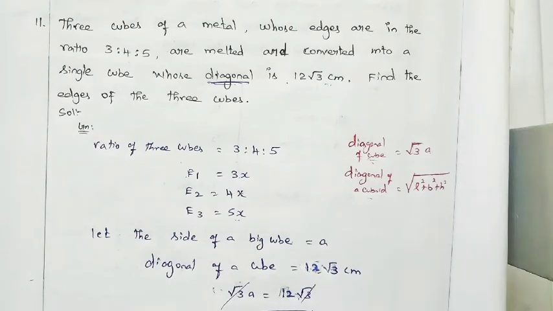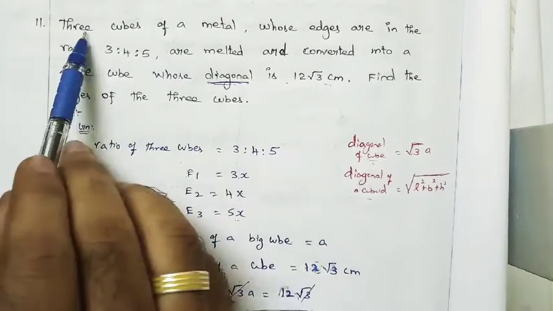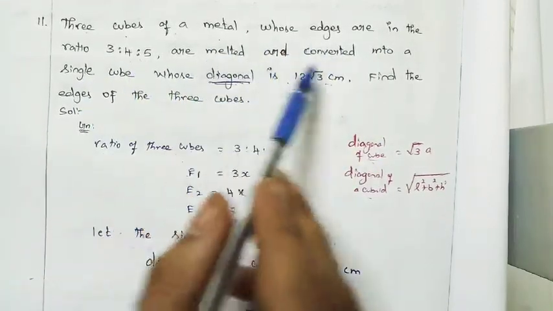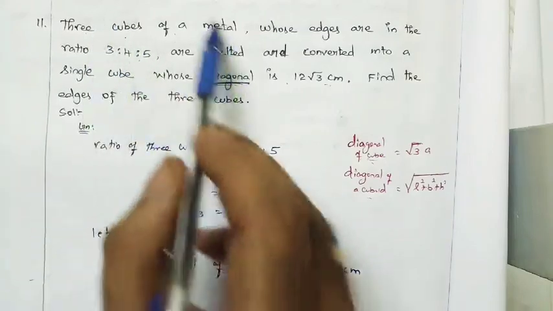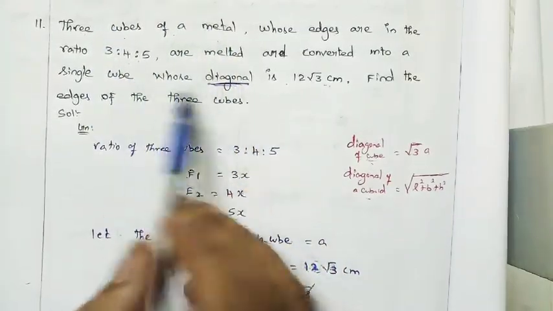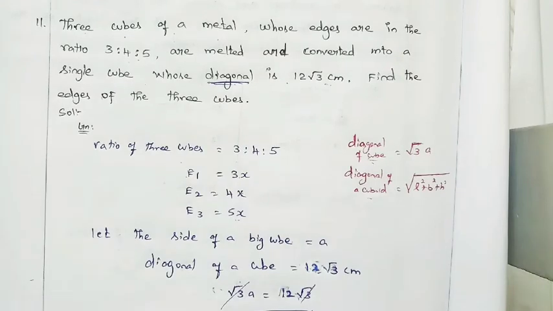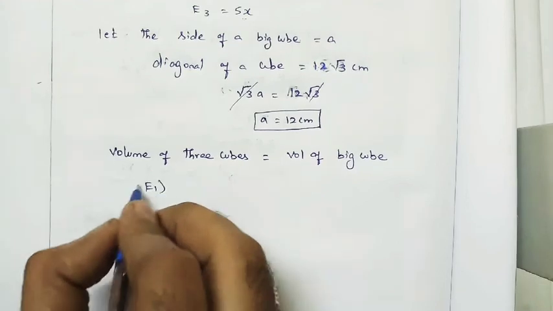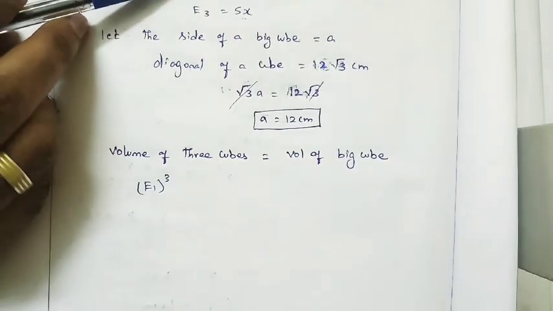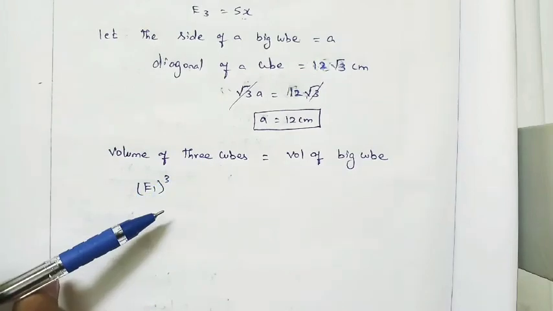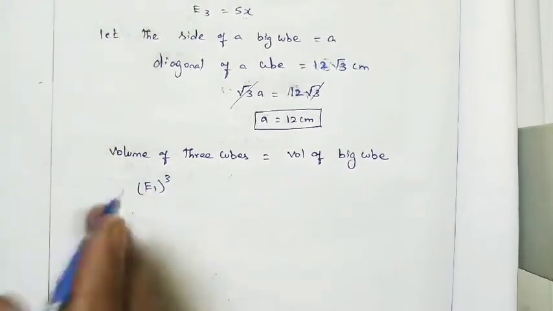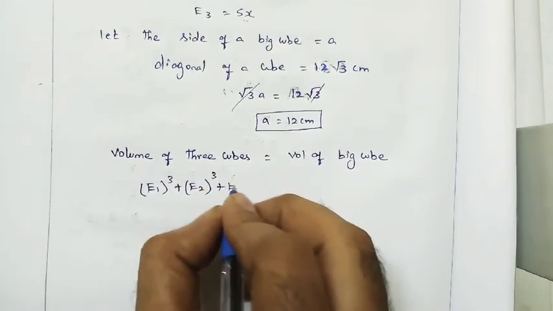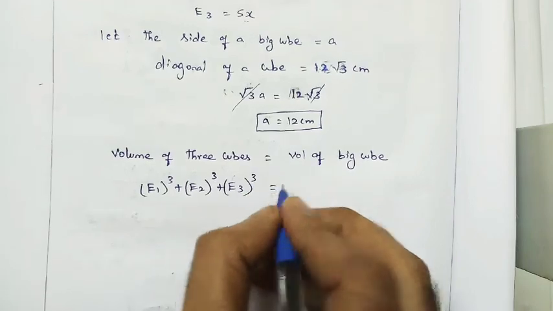So what is the condition here? Three cubes of a metal whose edges are in the ratio 3:4:5 are melted and converted into a single cube, right? So the volume of these three cubes is equal to the volume of this big cube. Write it: the volume of three cubes is nothing but E1 whole cube, where E1 is the side of a cube. What is the formula for the volume of a cube? a cube. I have taken the side as E1, right? E1 cube plus E2 whole cube plus E3 whole cube is equal to the volume of the big cube.